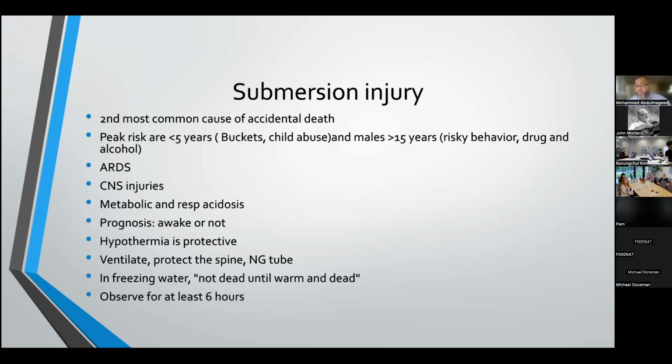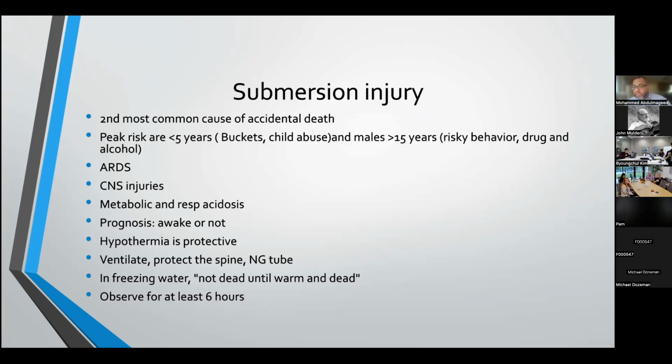In freezing water, if a person drowns, when they come out, they will be blue. The temperature will be so low that a lot of people and some medical personnel will consider them dead. But actually, guidelines say that if a person dropped in freezing water, do not consider them dead, and do not stop CPR until you get them out of the water. Continue CPR until the body temperature goes back to normal, or at least is warm.